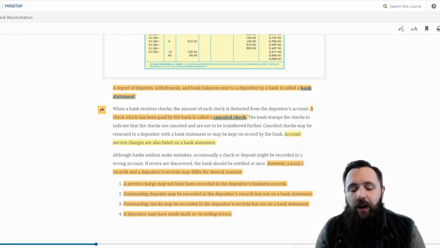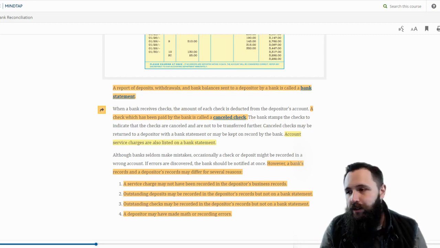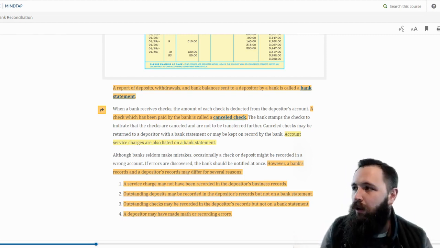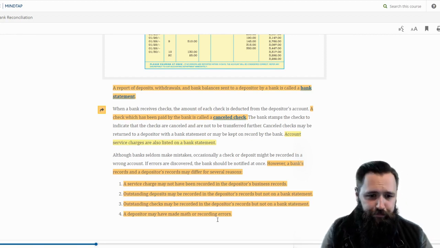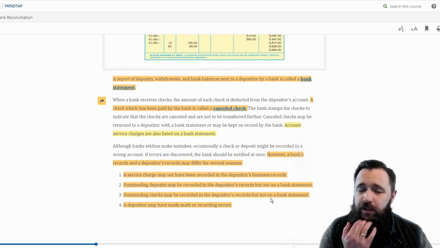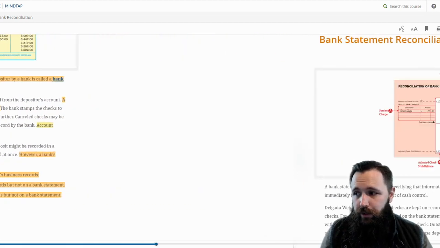And then number 4 says a depositor may have made a math or recording error. Yeah, that might happen as well. We might have screwed something up, and that's on us, but we can always fix any issues that we have, okay? So those are the 4 reasons. When we understand those, we really can understand this unit.